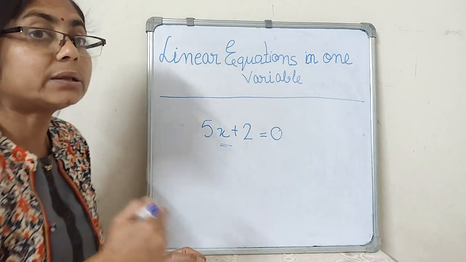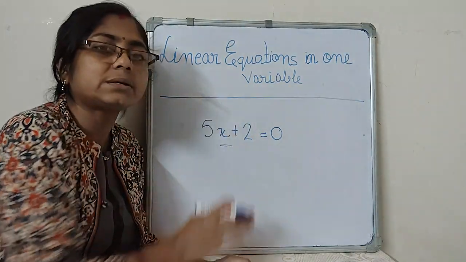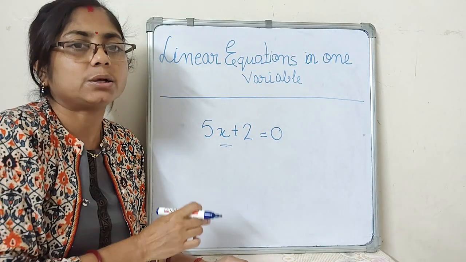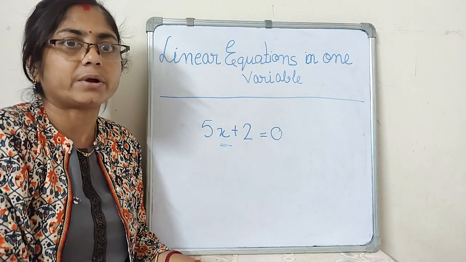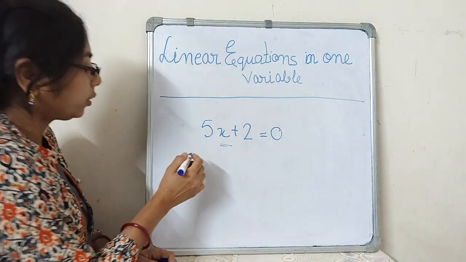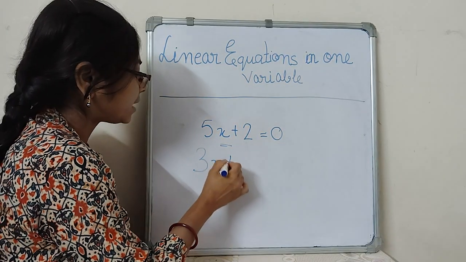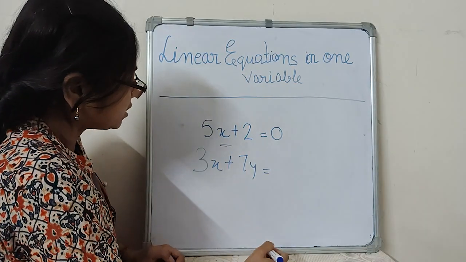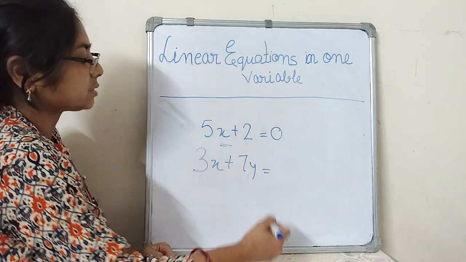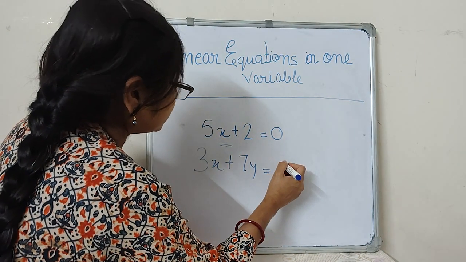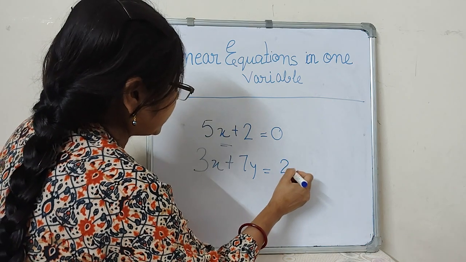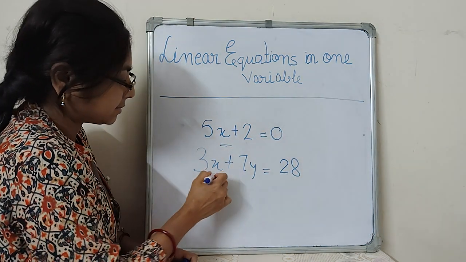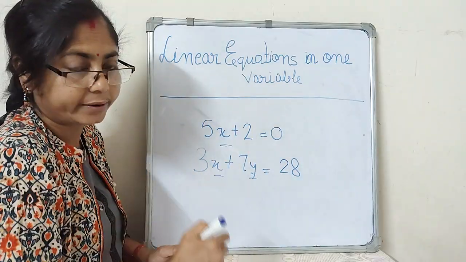And why is it called a linear equation? If you solve this equation and put the values in a graph, it makes a straight line. So it is called a linear equation. Okay? And look, 3x plus 7y is equal to, suppose, 28. It is also a linear equation. Here x and y, there are two variables.